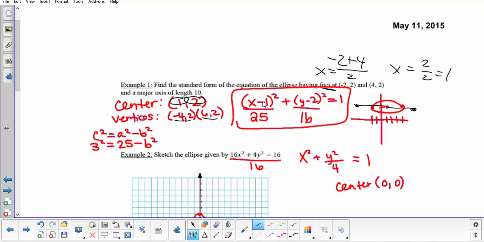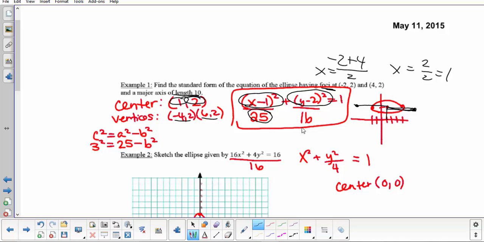Now, from here, I filled in x minus 1 squared, y minus 2 squared, because that gives me the center point. Now from there, if the major axis is a length of 10, that means that from the center in each direction is going to be 5. And since this is in the horizontal direction, 5 squared is 25, so we put that under the x-coordinate.